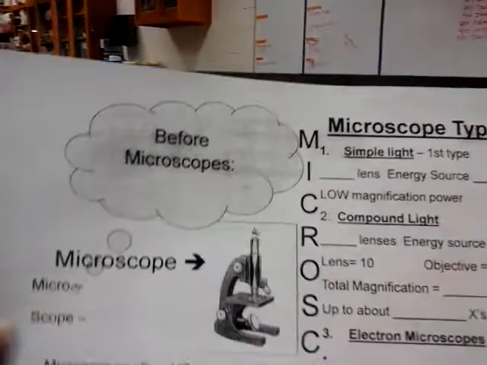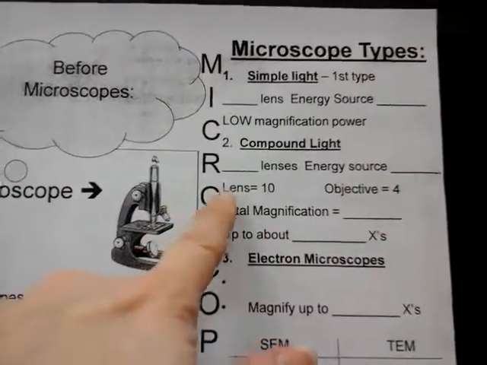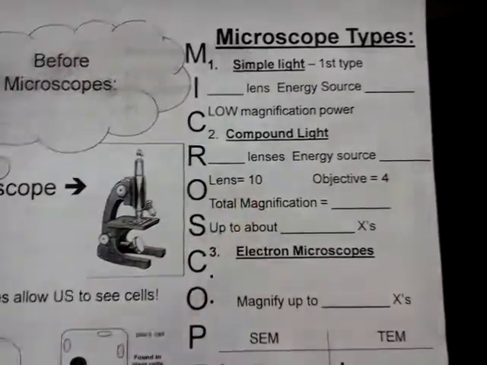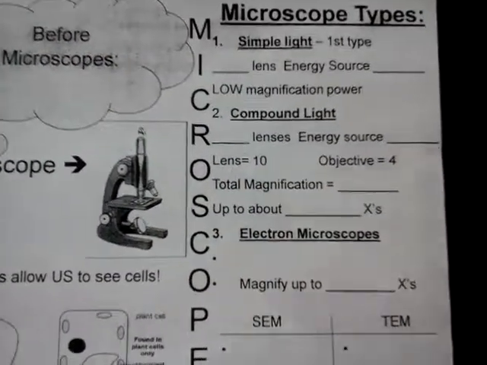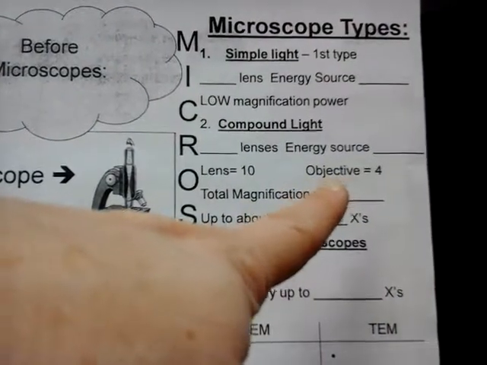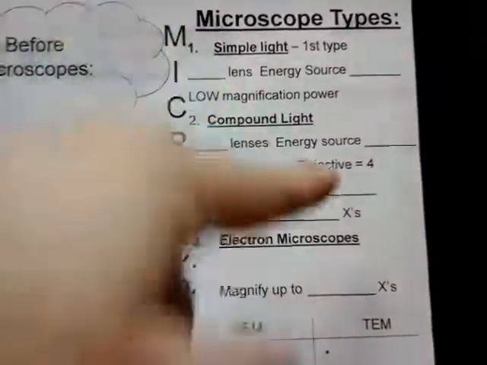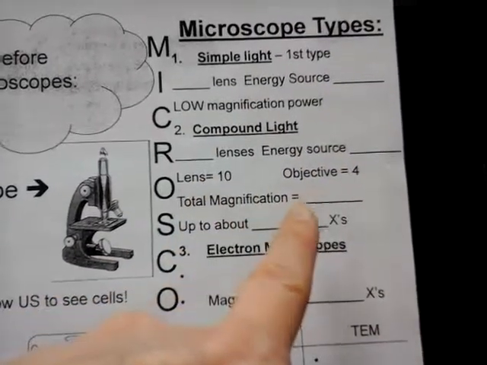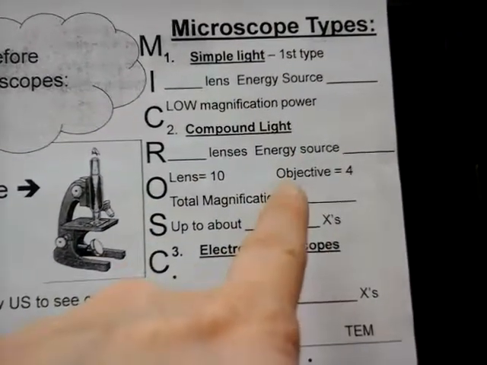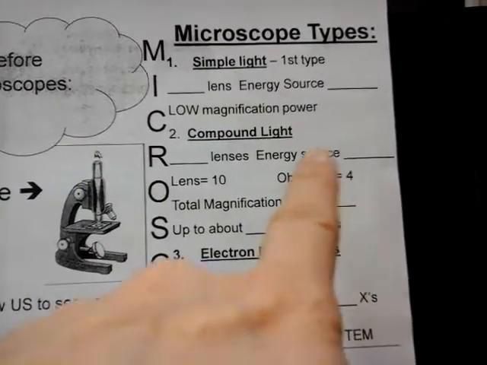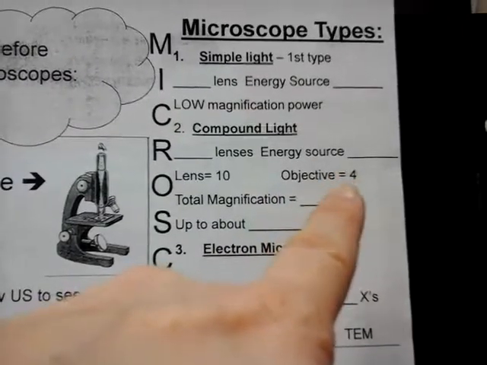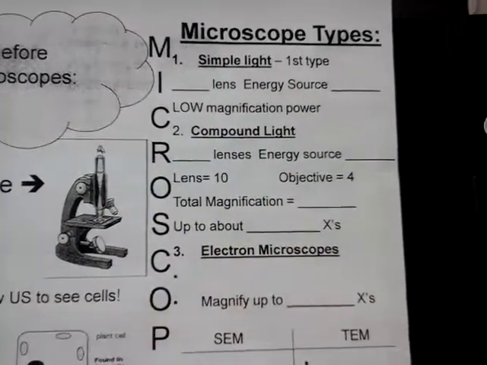So on your sheet here, I want you to change lens to eyepiece. No matter what, the eyepiece always magnifies things 10 times. And so depending on what objective you have, you're going to multiply those together. When you're on low power, which is red, you're magnifying things 40 times. When you're on medium power, which is yellow, this would be 10, so you're magnifying things 100 times. And if you're on high power, which is 40, you're magnifying things 400 times.